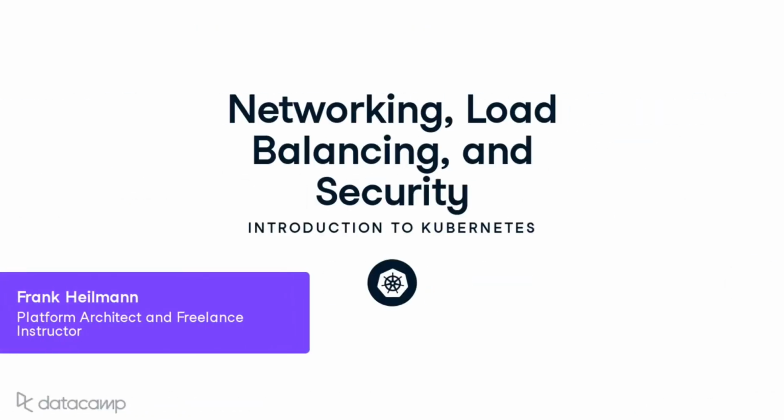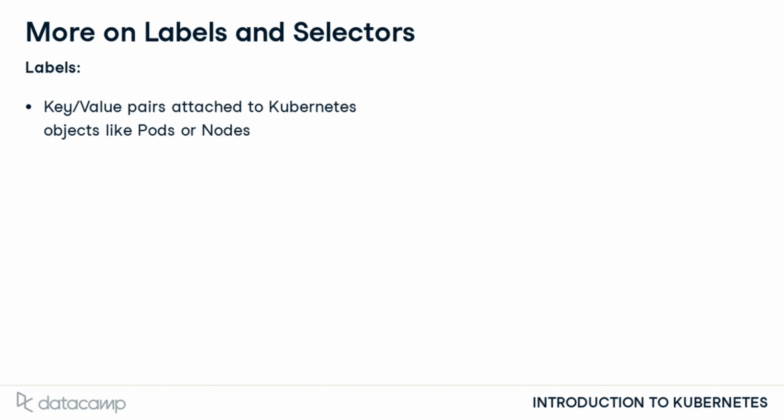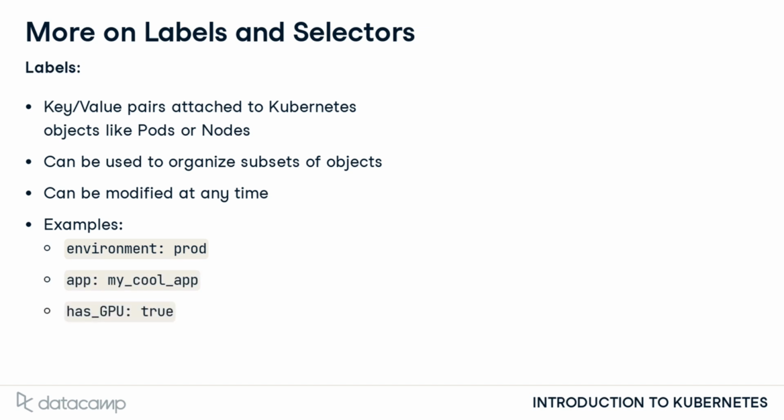Let's dive deeper into networking, load balancing, and security in Kubernetes. Let's look at Kubernetes labels and selectors in more detail. Labels are key value pairs that can be attached to objects like pods, persistent volumes, or even nodes. We use labels to organize subsets of our objects, and we can modify our labels at any time. For example, we could attach the label value pair environment equals prod to some of our pods, or we could attach a label has_GPU with the value true to the nodes in our cluster that have a GPU.